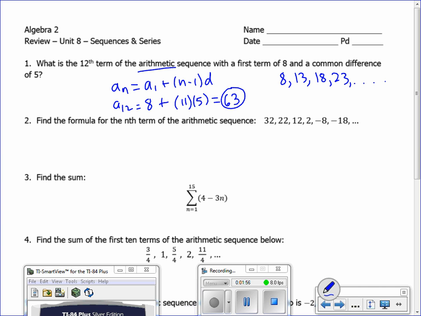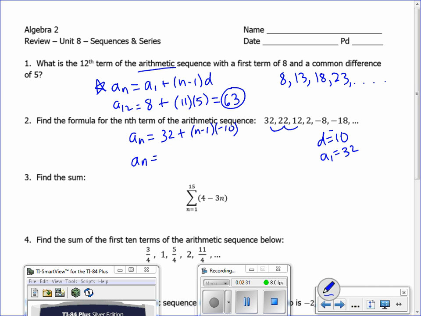So there we go. All right, number 2, find the formula for the nth term of this arithmetic sequence. You can see it's going down by 10 each time. So my common difference is negative 10, and my first term is 32. We're just going to use this formula and fill it in. I got an equals a1, which is 32, plus n minus 1 times d. Whoops, d is 10. Oh, d is negative 10. Sorry about that. So we've got to clean that up.